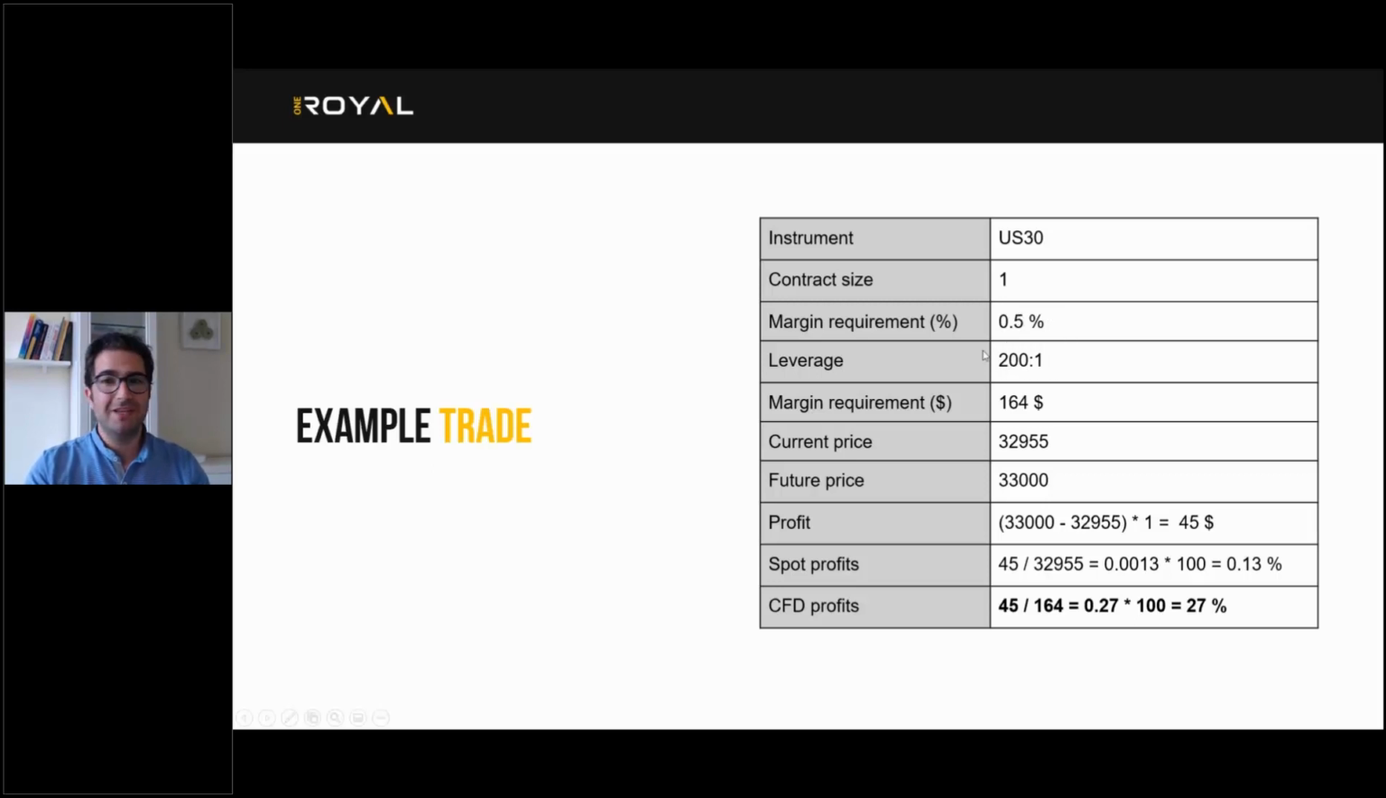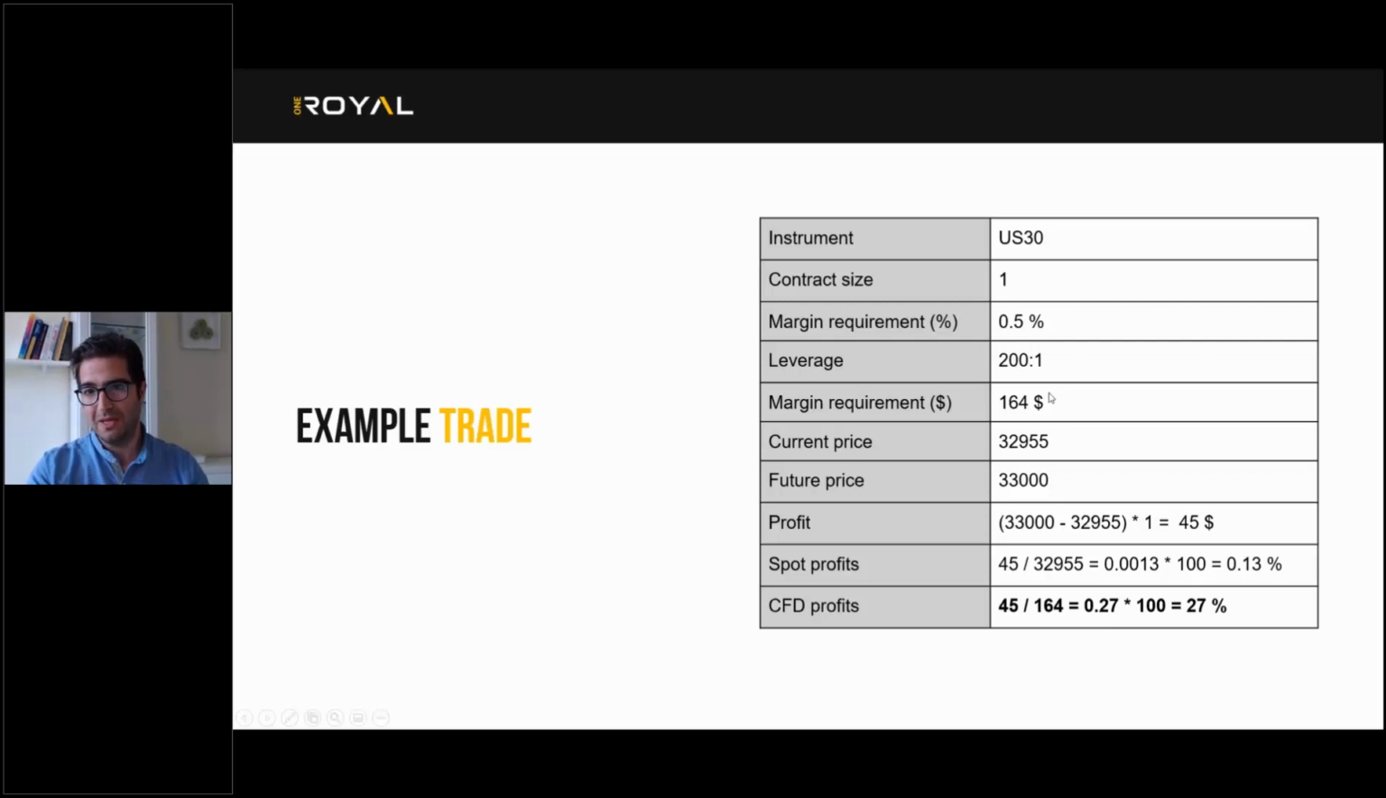So what does 200 to 1 mean? It means every time you deposit $1, you will be able to trade $200. So it will amplify your account 200 times. It's like giving you a loan of 199. So this is the power of leverage. Let's get back to our example.